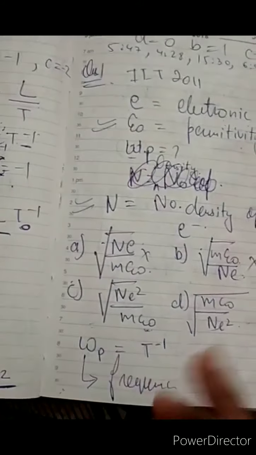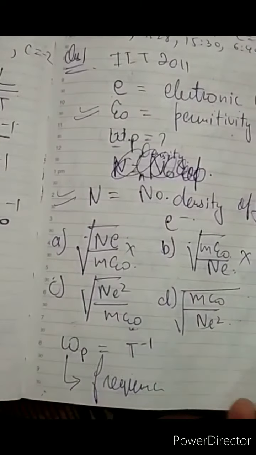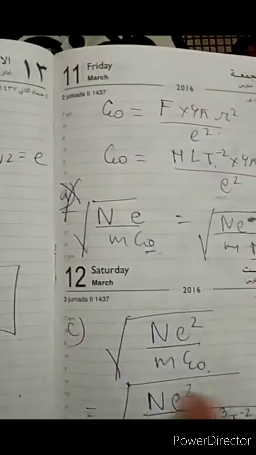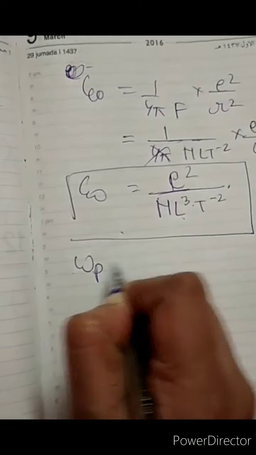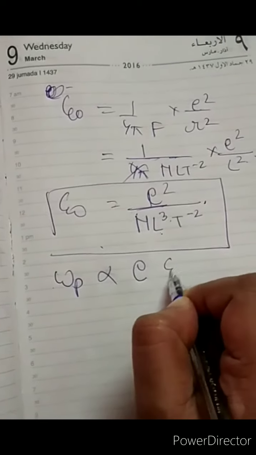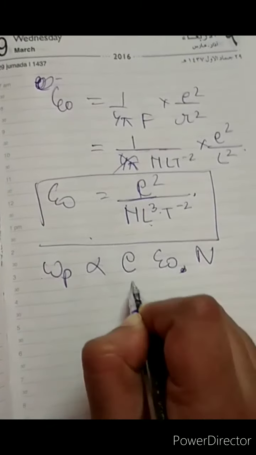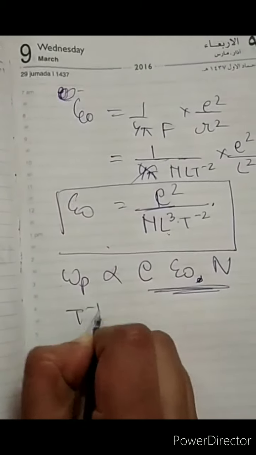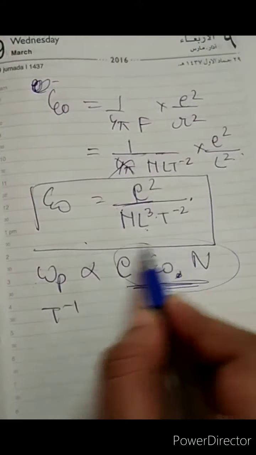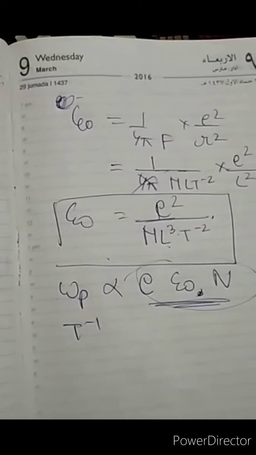So let's check it out. Okay, I'm taking C, because ultimately I want T inverse. Because omega LHS must be equal to RHS. Why? Because what does omega depend on? Omega P depends on E, on epsilon and on N. It depends on 3 quantities, but omega P we know is T inverse. So by using these 3, we want T inverse anyhow. Okay, so I'm just checking which one is correct between C and D.